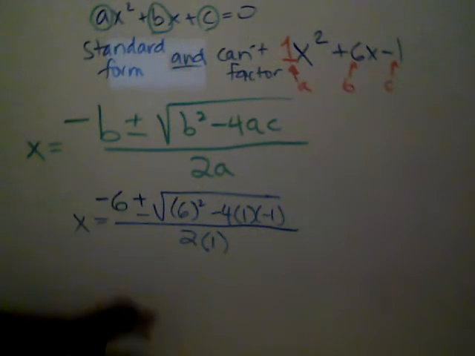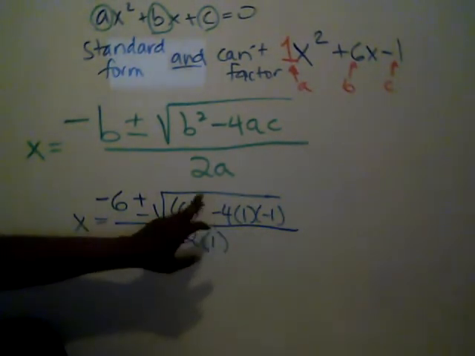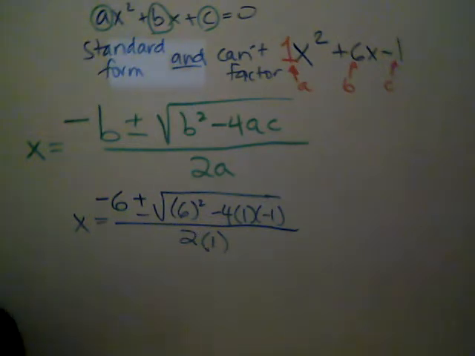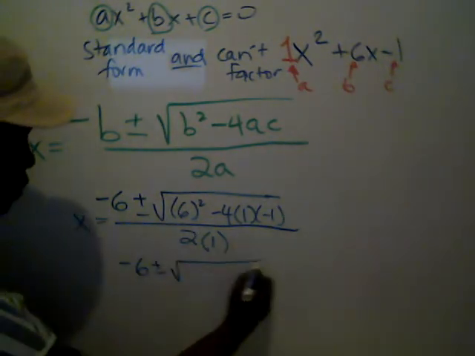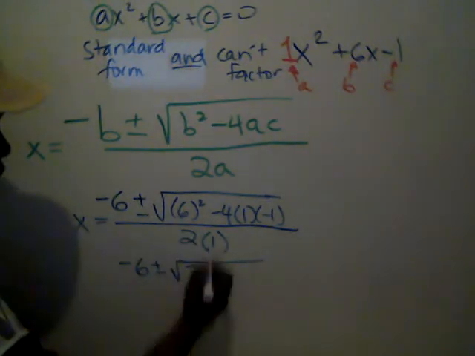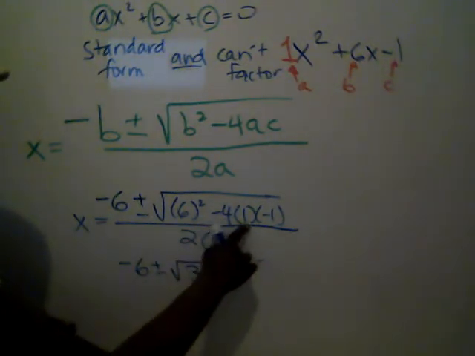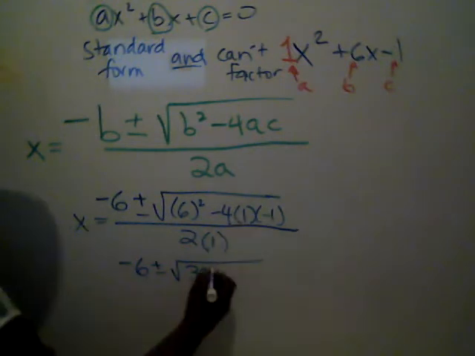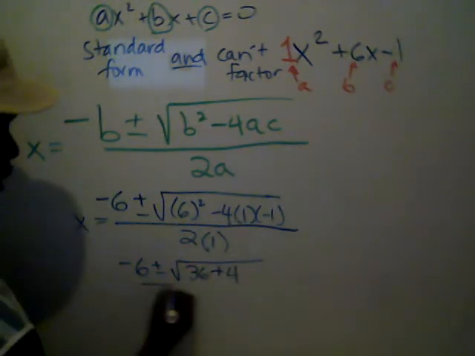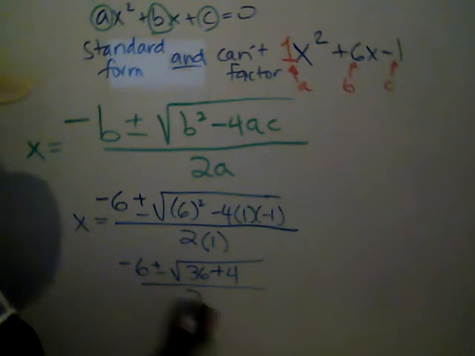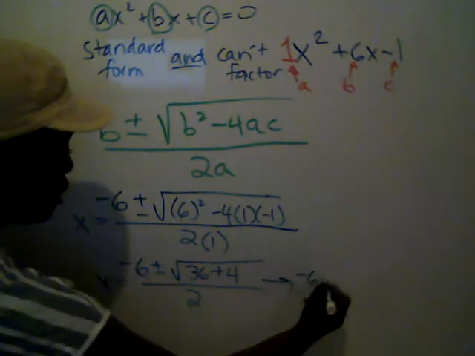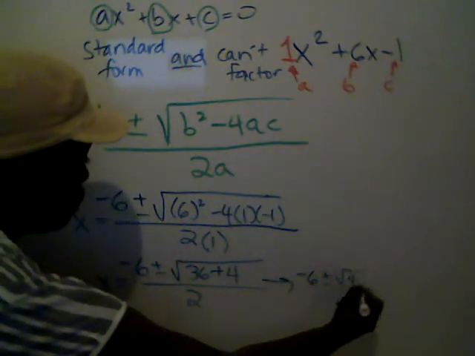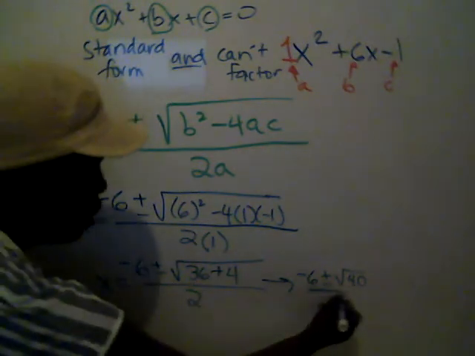Now with these, it's not uncommon for you to end up with square roots or things that don't simplify nicely. That's fine. All right, so we end up with negative 6 plus or minus the square root of 6 squared is 36. Negative 4 times 1 is negative 4, times another negative 1 is a positive 4. So this is actually plus 4 in here. All over 2 times 1 is just 2. Okay. All right, and so then that goes to negative 6 plus or minus the square root of 40. 36 plus 4 is 40, all over 2.